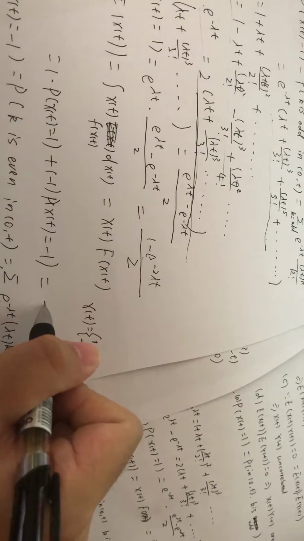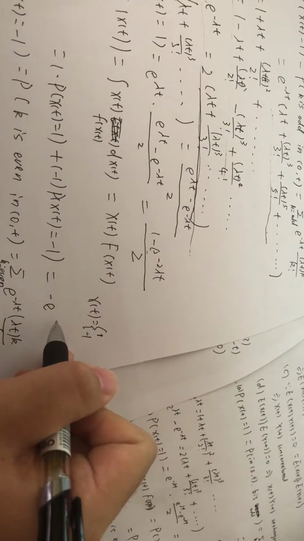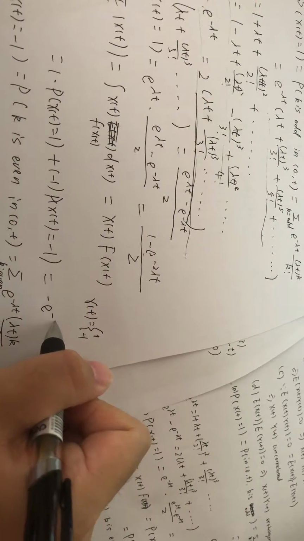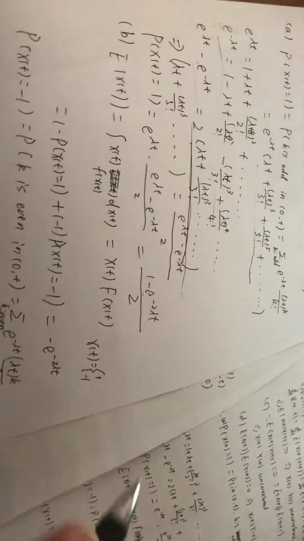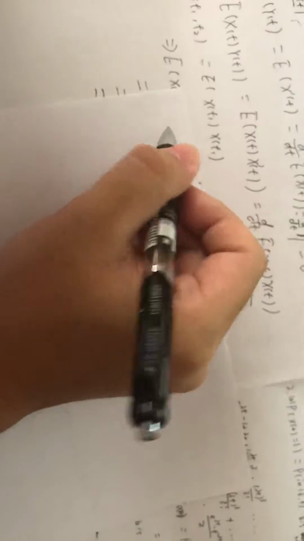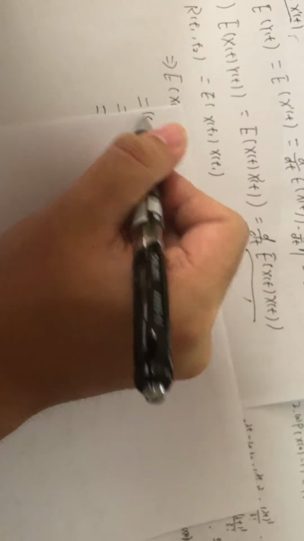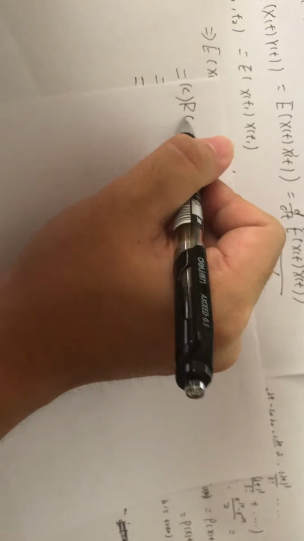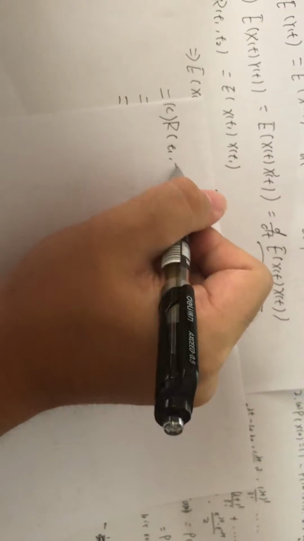got negative exponential negative 2 gamma t square. So that's the second question. Okay, let's do the third one. Third one, we have to find R(t1, t2).